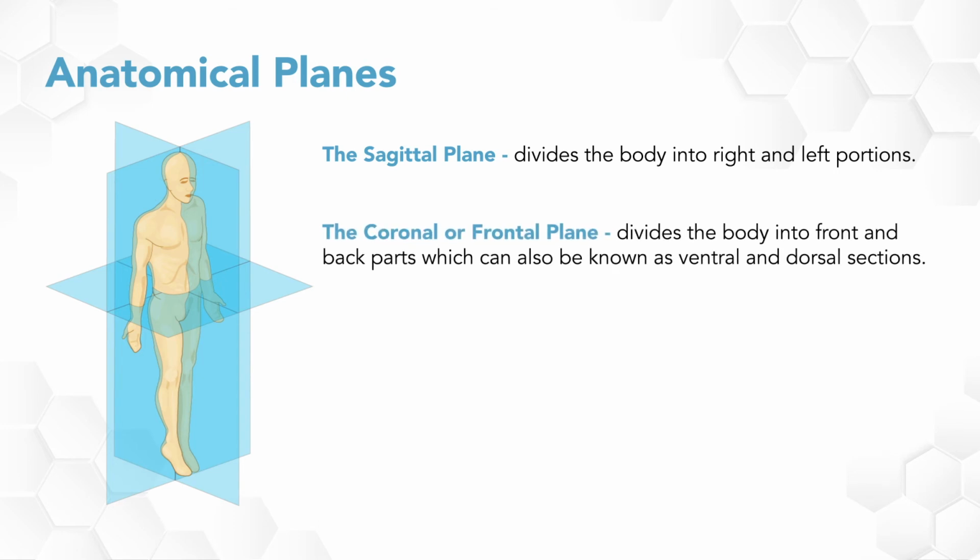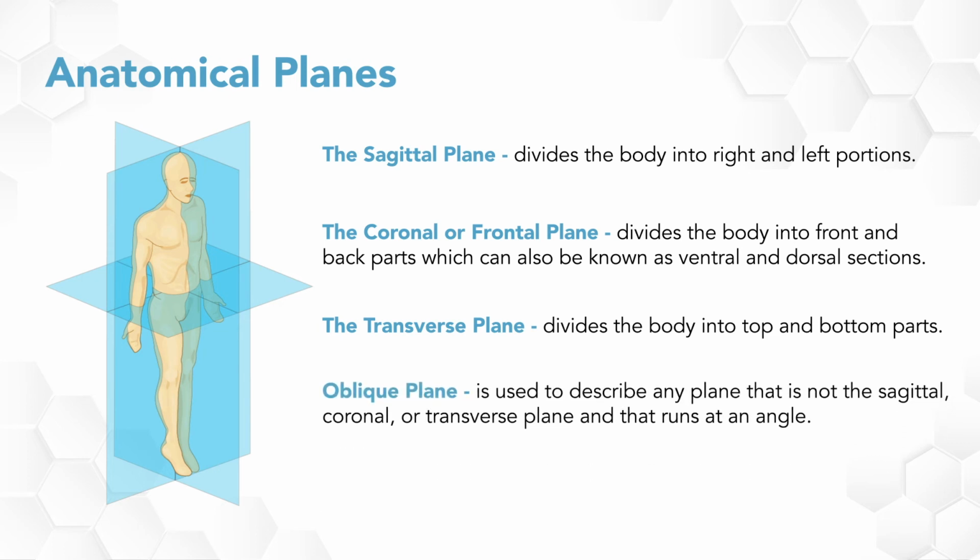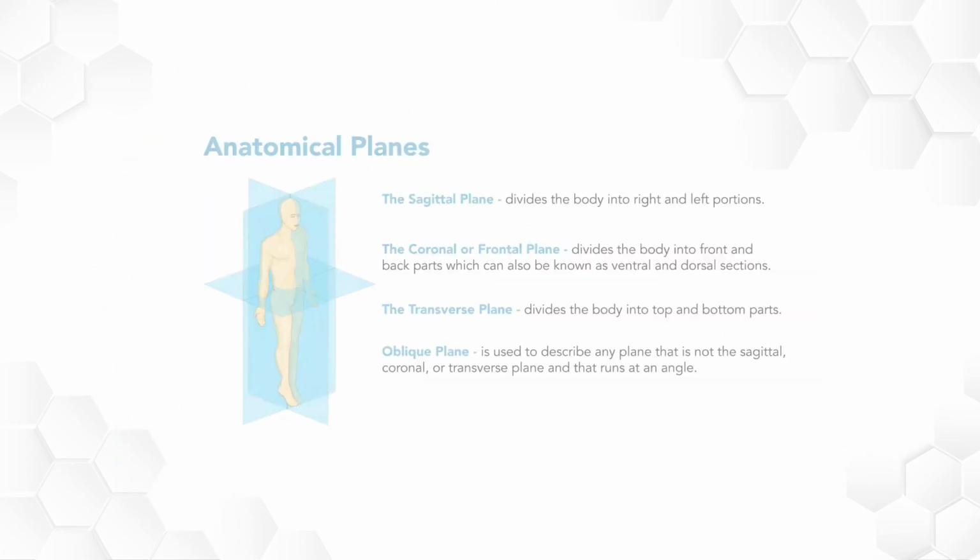The coronal or frontal plane divides the body into front and back parts, which can also be known as ventral and dorsal sections. The transverse plane divides the body into top and bottom parts. These are also known as superior and inferior sections. This plane runs perpendicular to the coronal and sagittal planes. The term oblique plane is used to describe any plane that is not the sagittal, coronal, or transverse plane and that runs at an angle.